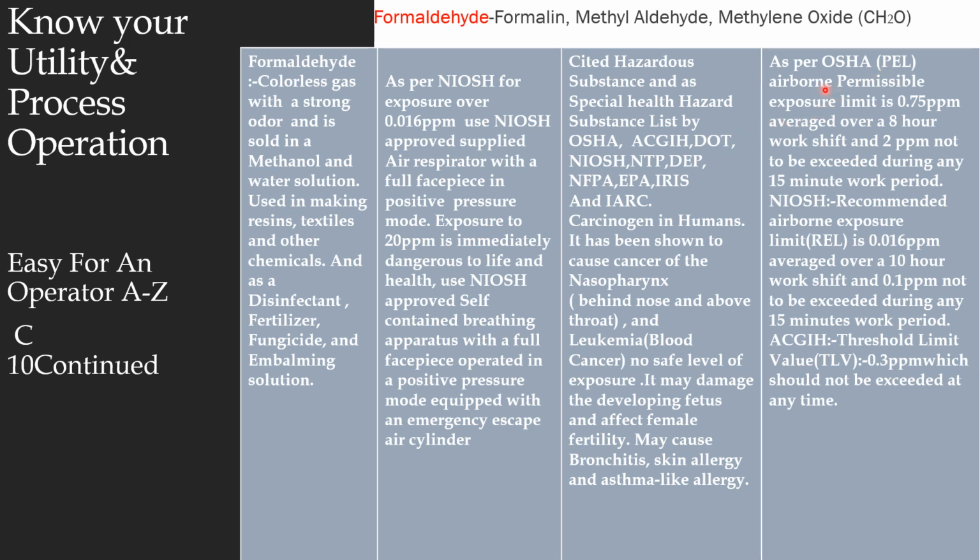We can see the limitations. As per OSHA, the PEL airborne permissible exposure limit is 0.75 ppm, averaged over an 8-hour work shift, and 2 ppm not to be exceeded during any 15-minute work period. As per NIOSH, the recommended airborne exposure limit REL is only 0.016 ppm, averaged over a 10-hour work shift, and 0.1 ppm not to be exceeded during any 15-minute work period. As per ACGIH, the threshold limit value TLV is only 0.3 ppm. It should not be exceeded at any time.